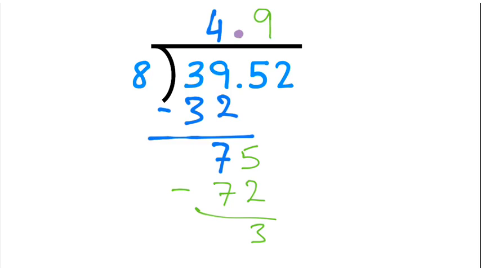So now I'm going to bring down the remaining 2. And 8 divided into 32, well, 8 times 4 is 32. So I'm going to put the 4 above the 2. I'm going to write the 32, subtract it, which will leave me with 0. And so there will be my answer, 4.94. So I just leave the decimal where it was.